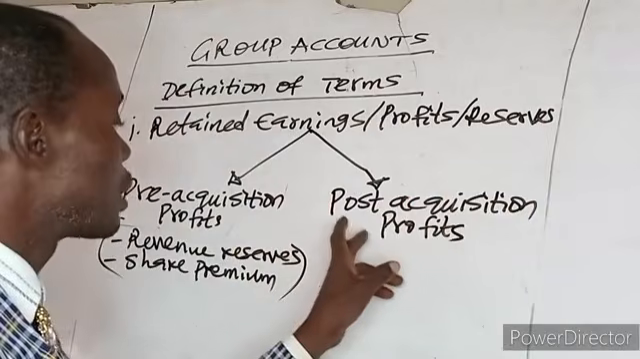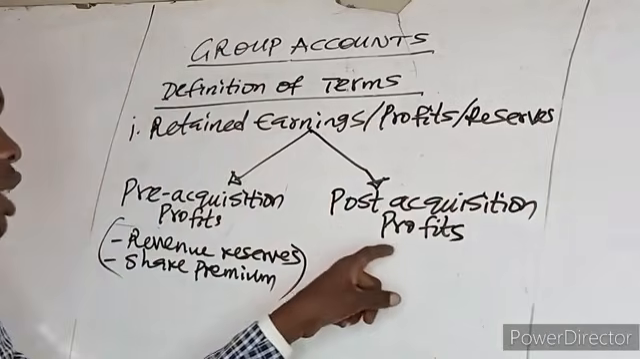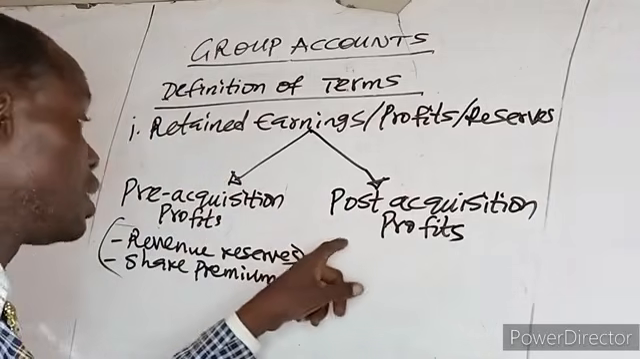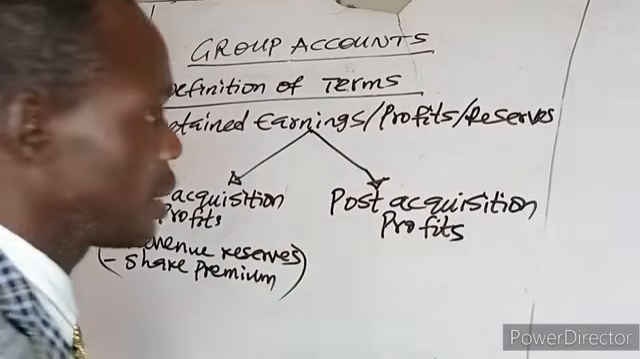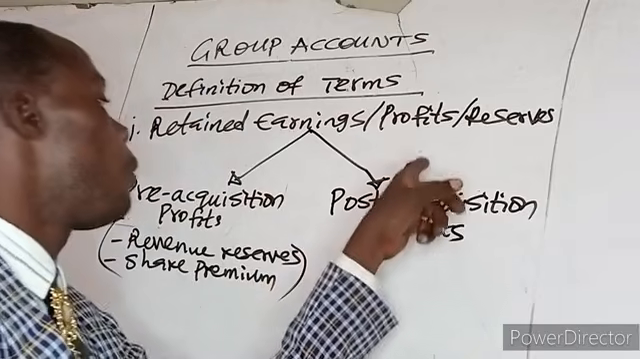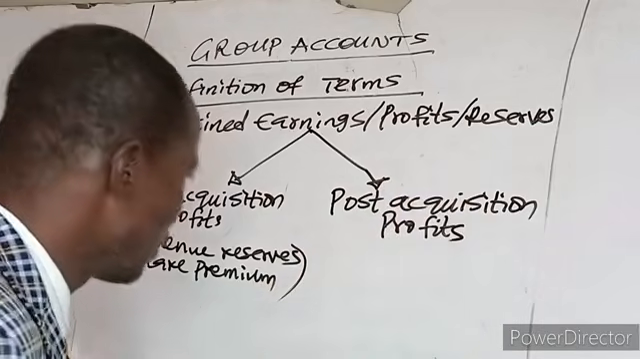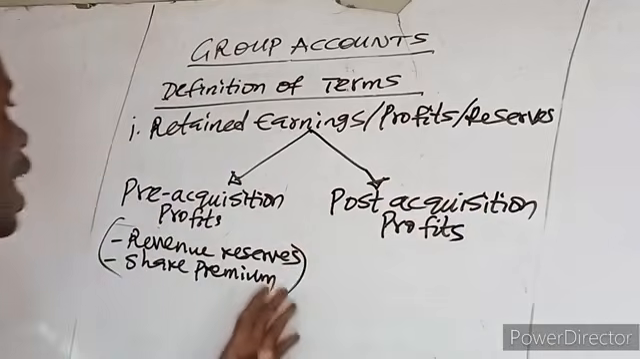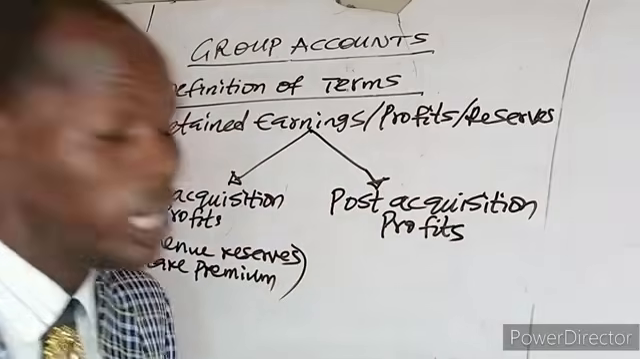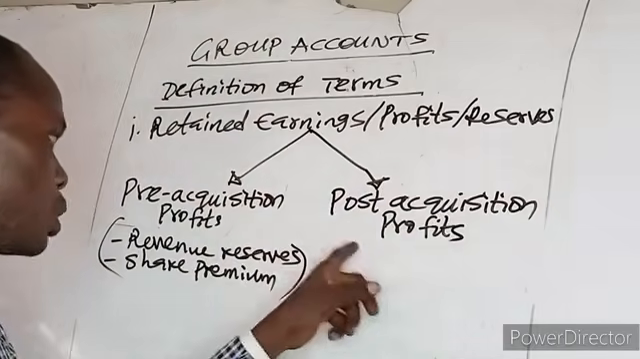Since it relates to the post-acquisition period, it should therefore be shared between the shareholders of the parent company and the non-controlling interest. So the parent company will receive a share of the post-acquisition profits. Post-acquisition profit will be shared between the parent company and the non-controlling interest. Take note of that.